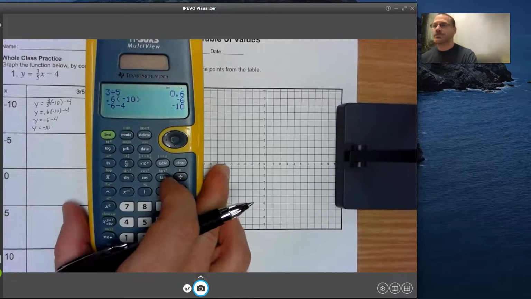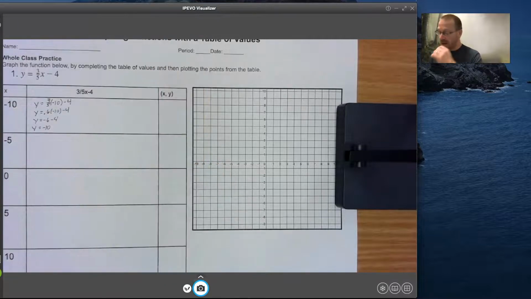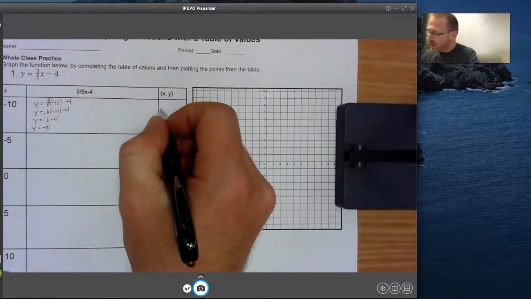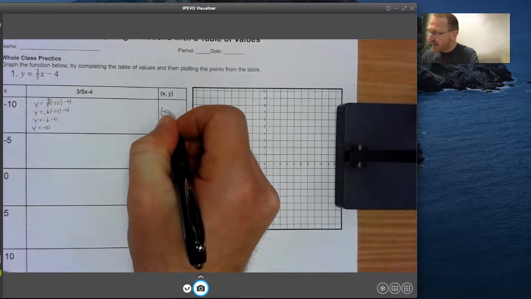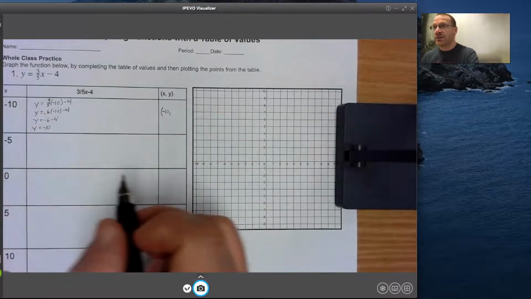So now what that means is that the point, what x value did we plug in? Negative 10. What y value did we get out? Negative 10.